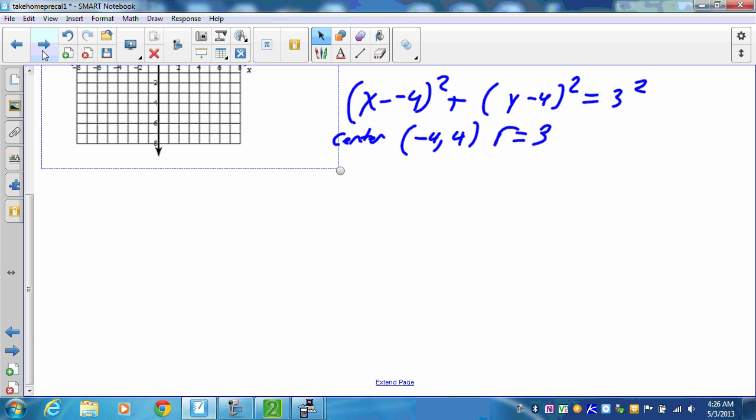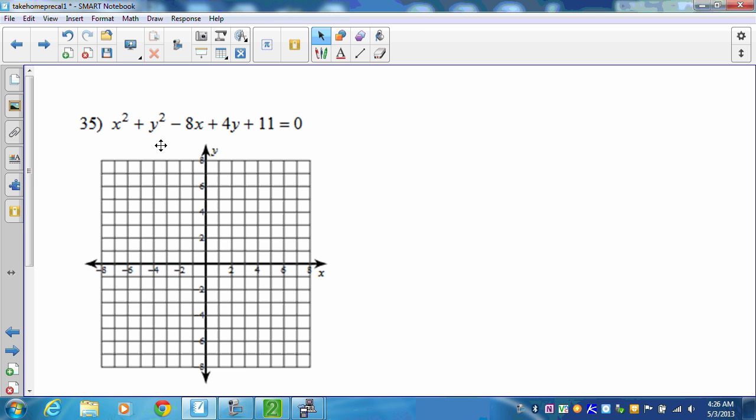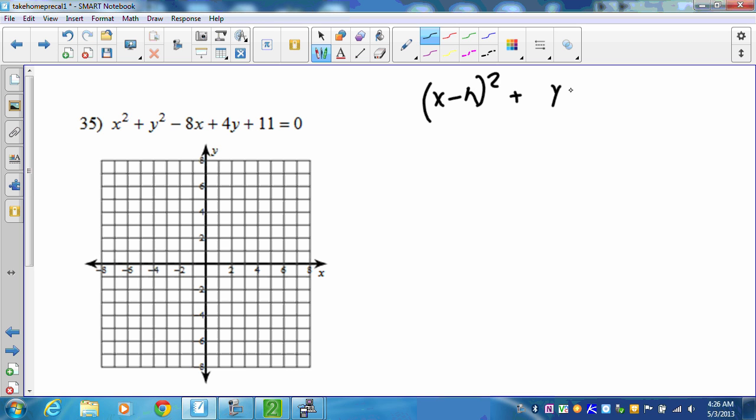And number 35, we're going to make 35 try to fit into that same formula, where we have x minus h squared plus y minus k squared, and then we're going to try to write the radius, make it square. So you notice that we have to complete the square both for x and y. So this can be a bit of a tedious process. You just have to be careful and just do it step by step.